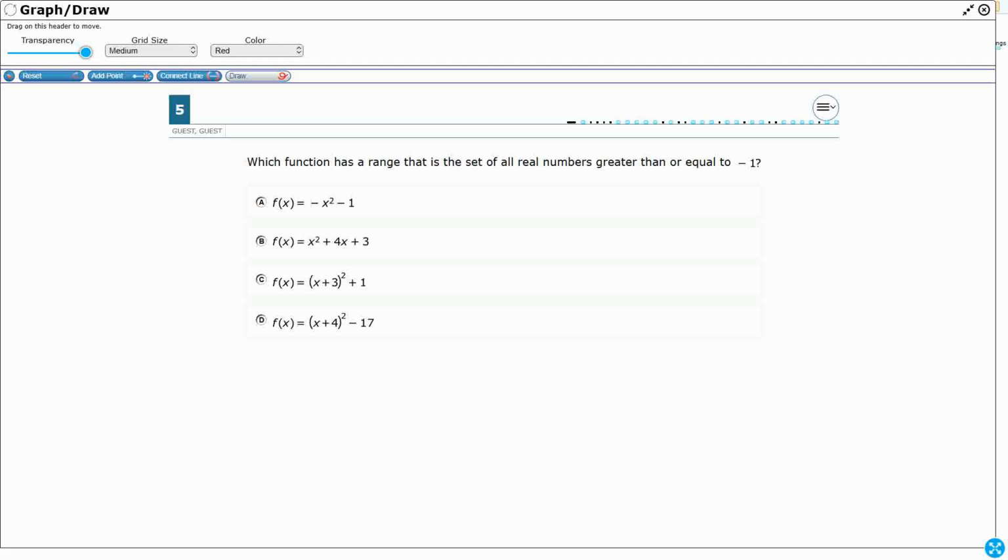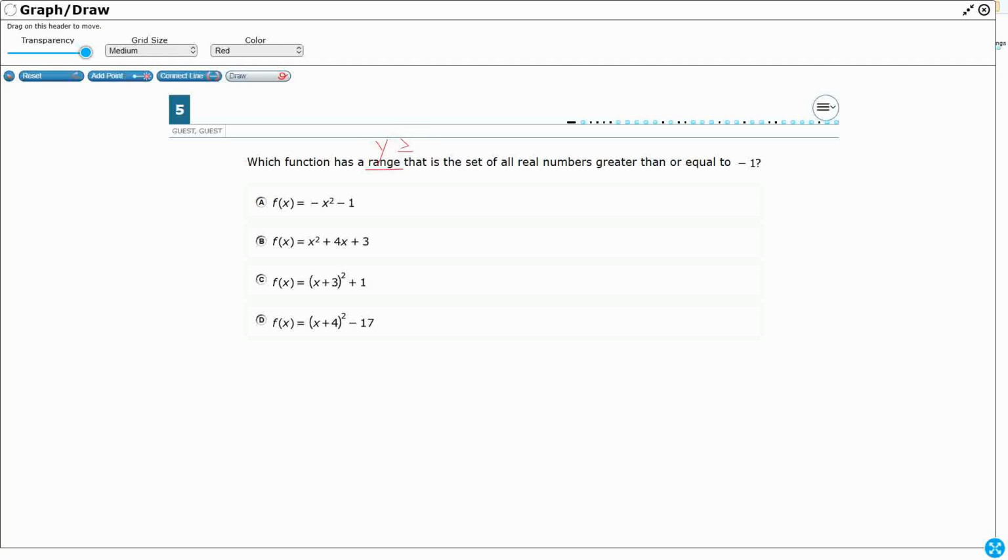All right, so we need a function that has a range of all real numbers greater than or equal to -1. Range is going to be our dependent variable. So we're looking for a quadratic here, because if you take a look, each of these has a squared, which means that's my highest degree. So we're going to look at a parabola shape.